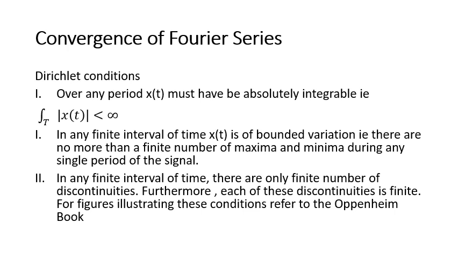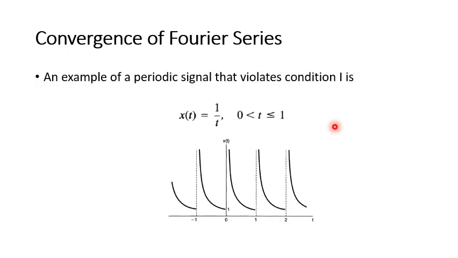Okay, so let's see different signals that are periodic but do not hold these conditions. The first signal that violates the first condition is x of t equals 1 over t. Although this is periodic, if you take the interval from 0 to T, this is defined for one period. The first condition, that the signal must be absolutely integrable, is violated here. So this is the waveform of this signal. This signal does not hold the first condition, so the Fourier series will not converge for this signal.